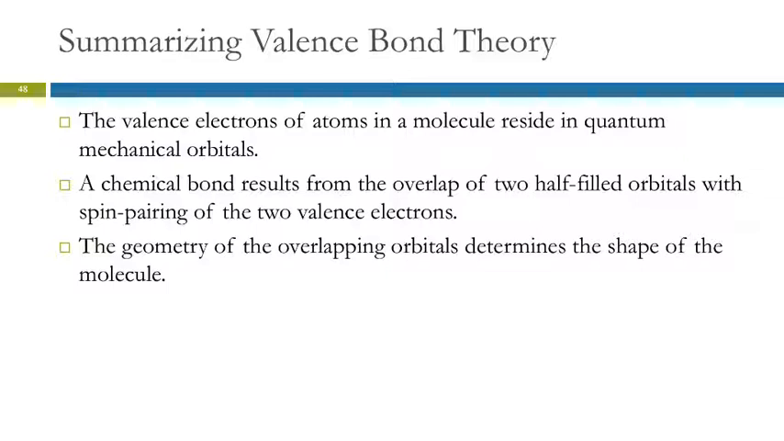So this is just summarizing what we've said. Valence electrons are in quantum mechanical orbitals. Chemical bonds are the overlap of two half-filled orbitals with spin pairing of those two valence electrons. The geometry of the overlapping orbitals is what determines the shape of the molecule.